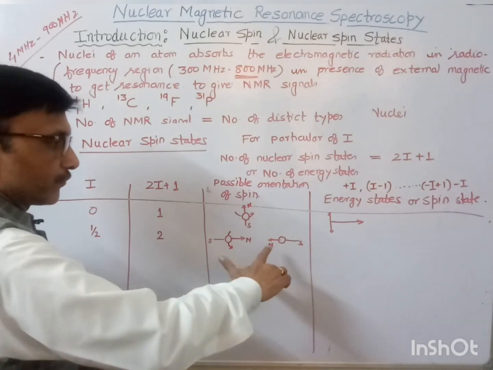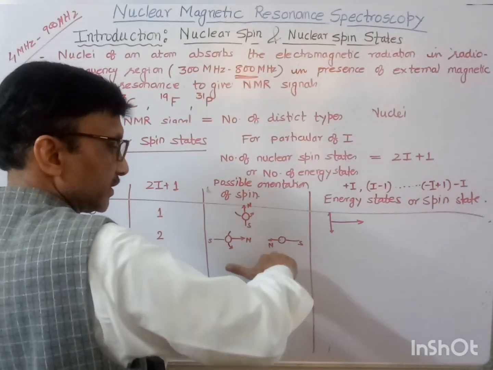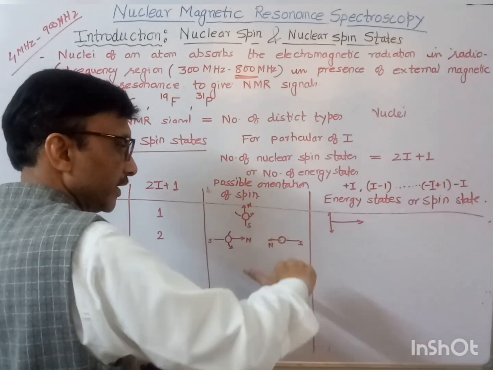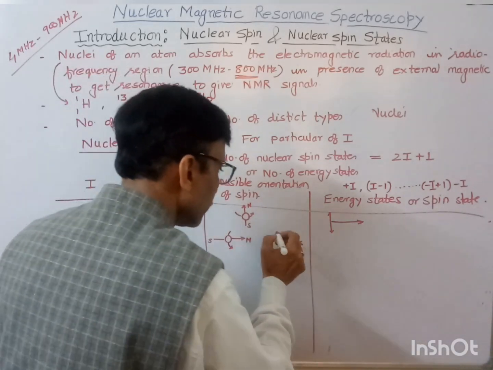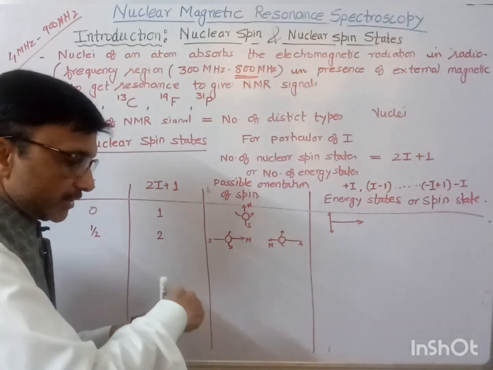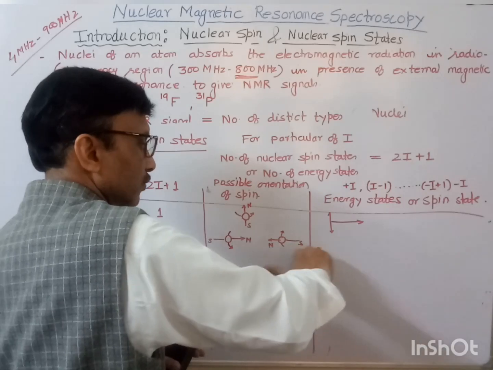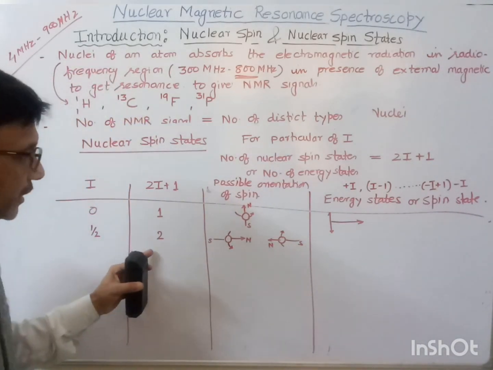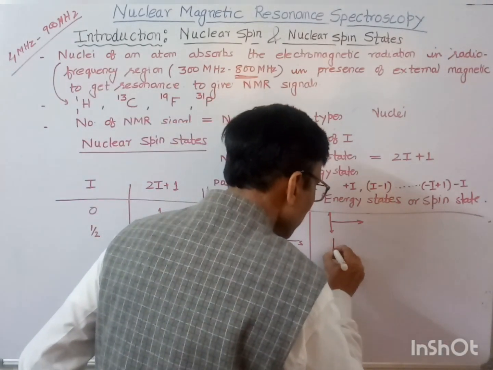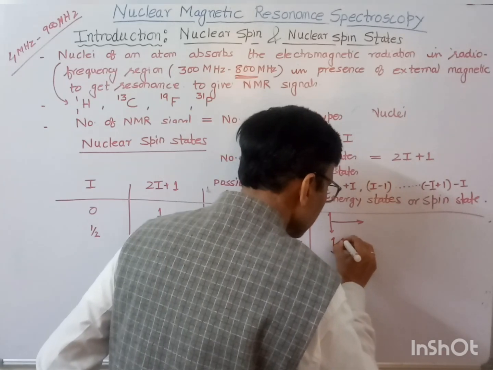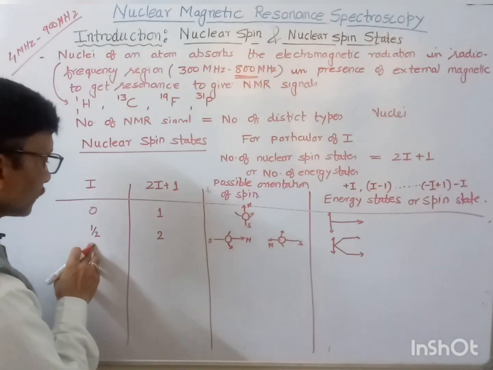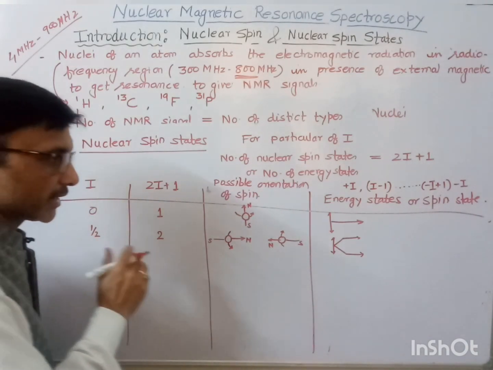Now if the thumb is the direction of the magnetic field, then our nuclei is rotating in this direction, like this. So I may write this is the direction of rotation of nuclei, and this is the direction of the magnetic field. So here we have two possible orientations. Two possible orientations mean one would be plus half, another would be minus half.